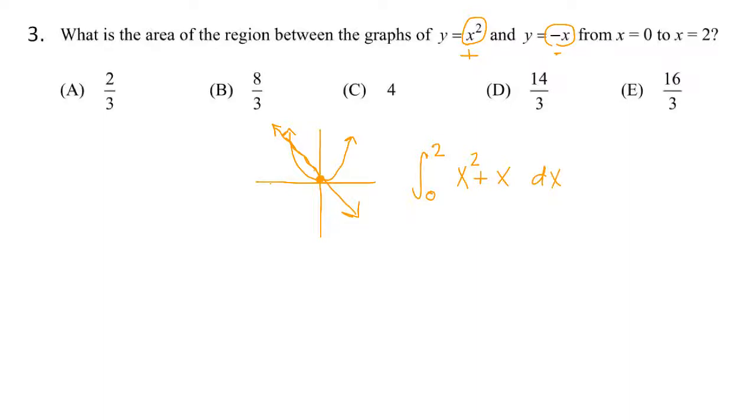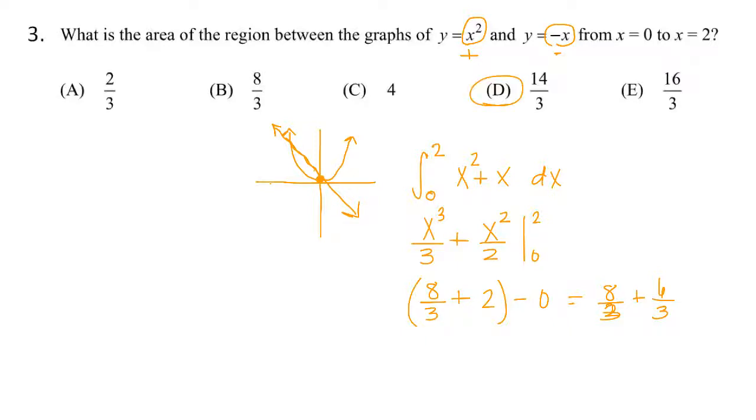And when we integrate this, we're going to have x cubed over 3 plus x squared over 2, and we're integrating this from 0 to 2. And so let's see, keep going here. So we're going to get 8 over 3 plus 4 over 2, so 2, minus our bottom endpoint, which is just going to generate a 0. Yay for 0 endpoints. So we're going to get 8 over 3 plus 2. So 8 over 3 plus 6 over 3 gives us 14 over 3. So our answer choice is D.